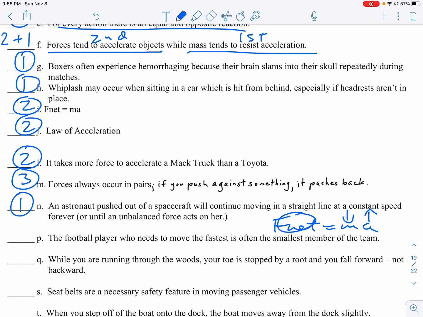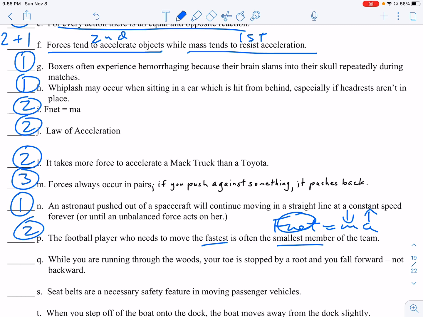I don't know. Or you could say, I don't know. That could be 1 or 2. Because they're talking about fast speed, accelerating to that speed, and the mass. So that's why I think it's 2.